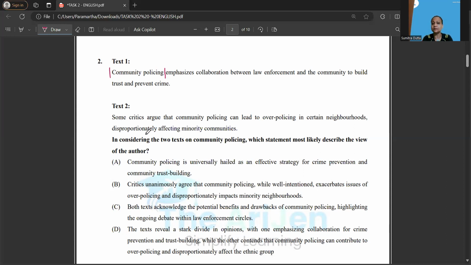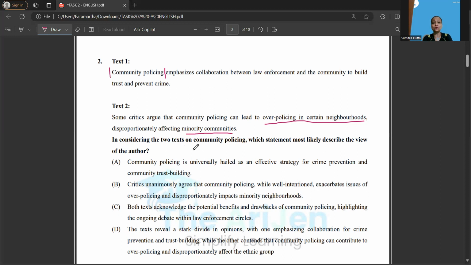Text 2. Some critics argue that community policing can lead to over-policing in certain neighborhoods. Over-policing, they are actually now criticizing community policing. Over-policing in certain neighborhoods. That means some particular groups of people, disproportionately affecting minority communities. The communities which are minor in a particular portion of a country. They are affecting the community policing. This is what some critics are arguing. Let's see now the question.